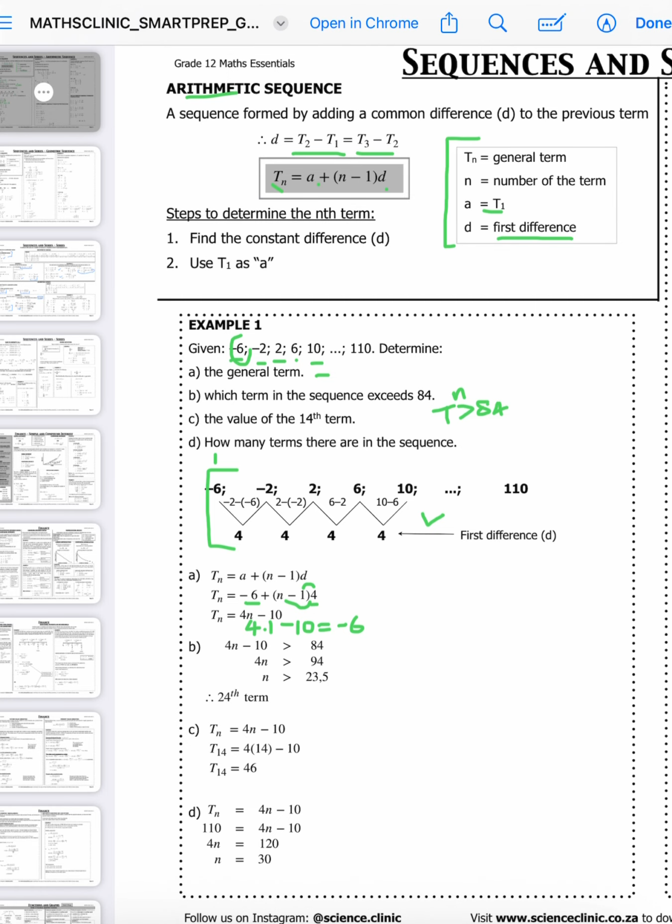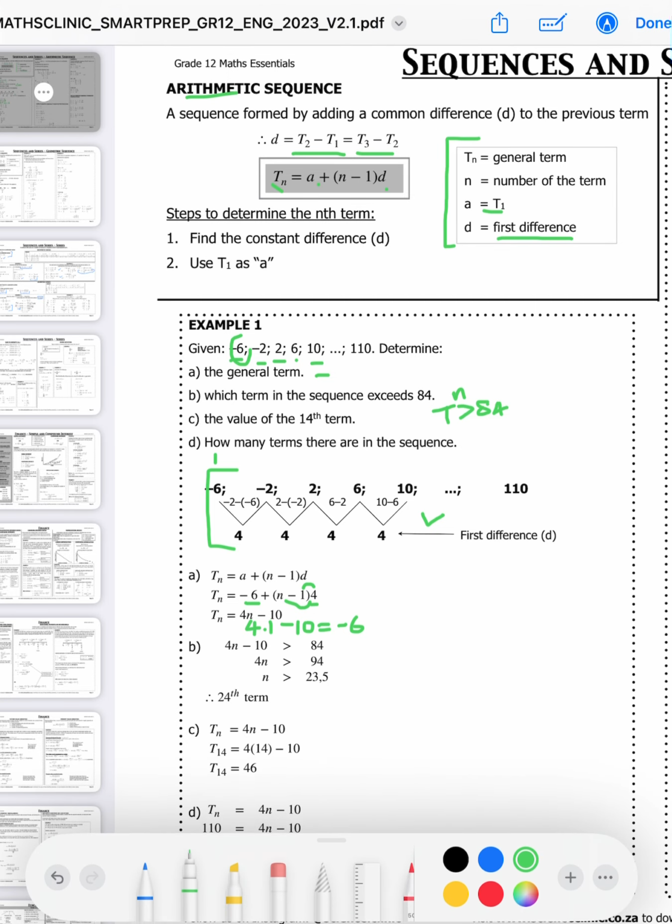What we have is this formula for the arithmetic sequence: Tn is equal to a plus (n minus 1) multiplied by d. So this is the general formula, or the general term, for the arithmetic sequence. The key things that we need to know about the arithmetic sequence is how we can find the general term or the formula for that sequence, what the first term of the sequence is, and what the first difference, or constant difference, is, the constant difference being d.